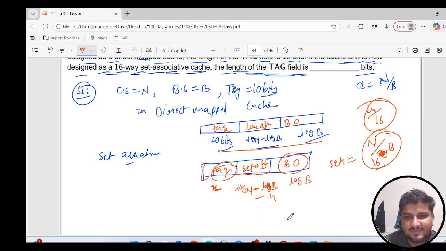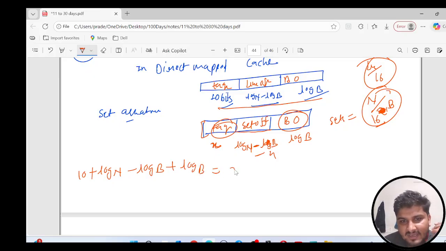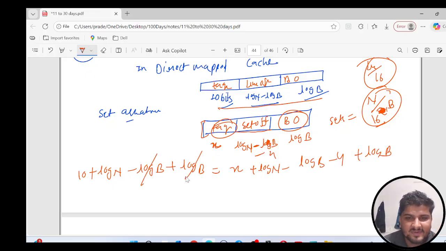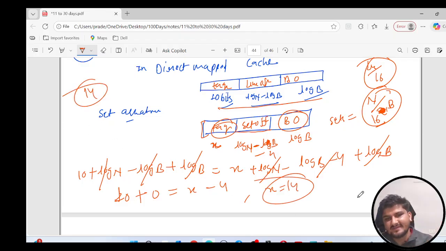So now we can simply say 10 plus log n minus log b, the address we calculated earlier, plus log b is equal to x plus log n minus log b minus 4, and this one plus log b. So log b cancels with log b, log n cancels with log n, and what remains is 10 plus 0 is equal to x minus 4. So x will become 14. Simply, the answer is 14.